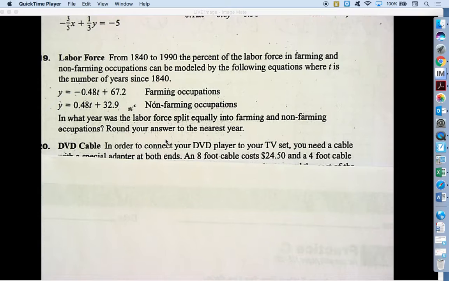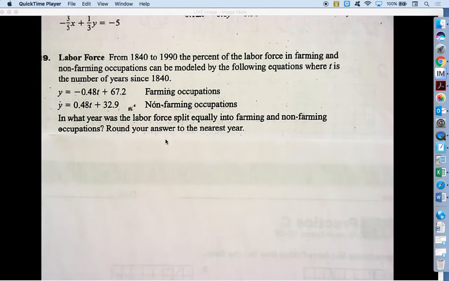So the question is, in what year was the labor force split equally into farming and non-farming occupations? And then it does say round to the nearest year. So the equations are given. You didn't have to come up with them, but we have to decide how to solve for them. And you can use substitution or elimination. I would say they're both equally the same. I don't think one way is easier to do than the other in this case. Any suggestions about what to use to solve the problem, Chelsea? I use substitution. So if you use substitution, how do you use substitution here?